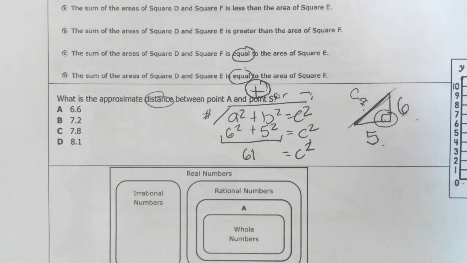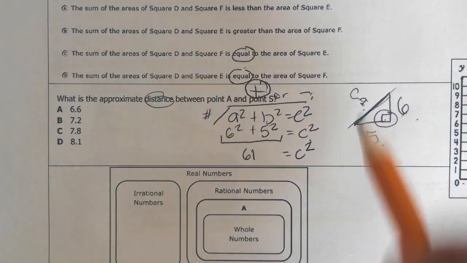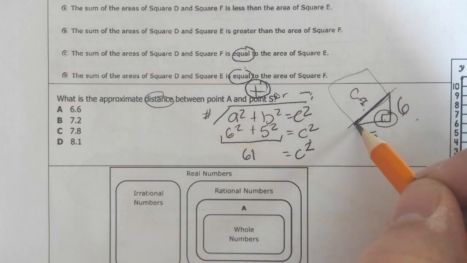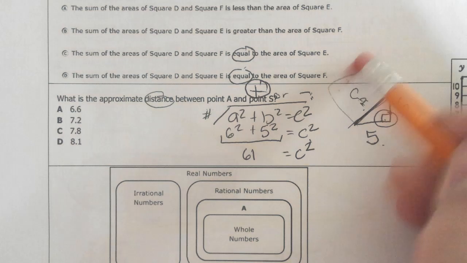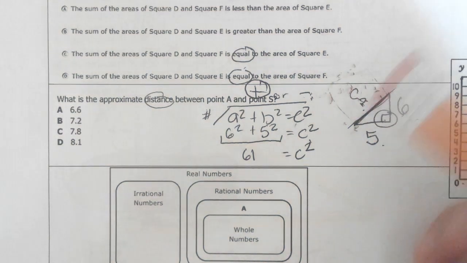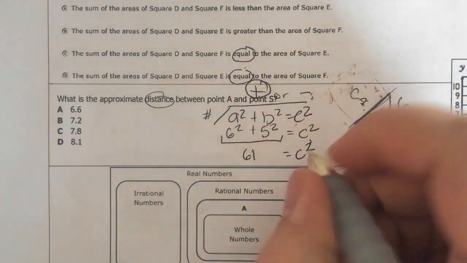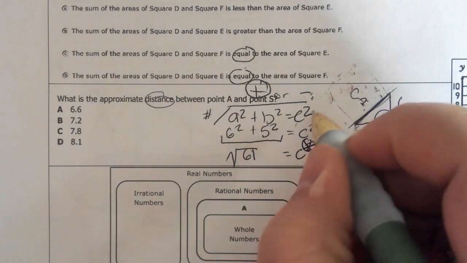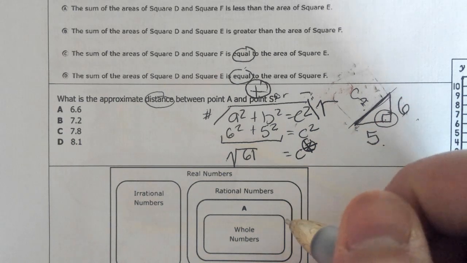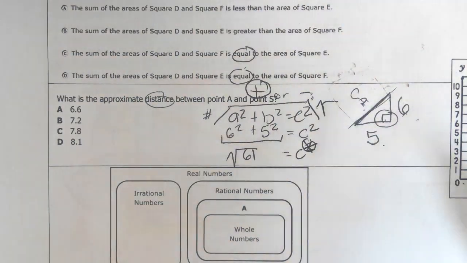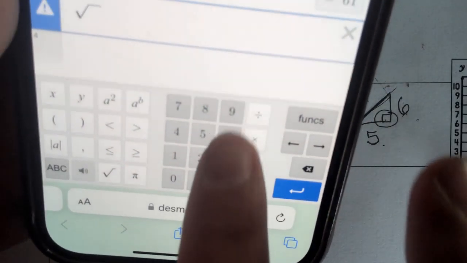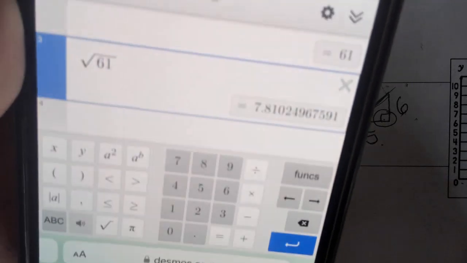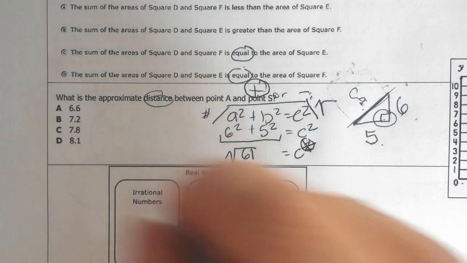Guys, that's not a square. We don't have the square of that side. We only have its side length. The square would look like this, but we don't have the square. We only have the side length. We don't want squared then. Since we don't want squared, we have to get rid of the square. To get rid of the square, you take the square root of the other side. That's the third step in Pythagorean theorem, usually. So now on my Desmos calculator, we're taking the square root of 61, which is 7.8-ish.